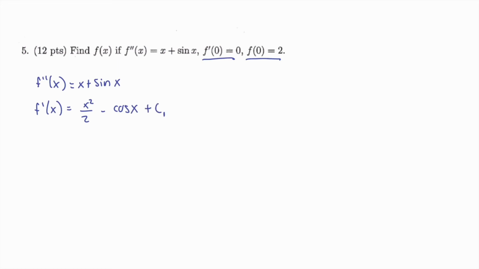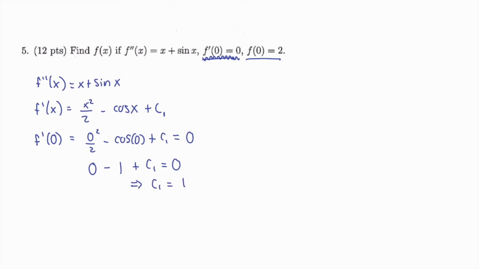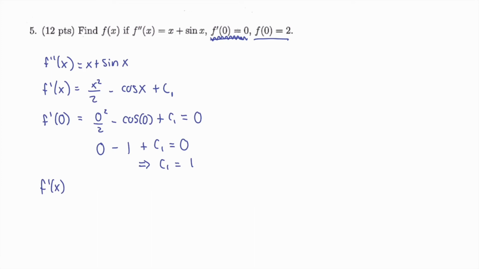Let's call this c1. And now we can use this information that we're given here, that f prime of 0 is equal to 0. We can use that to solve for c. So I'm going to let x equal 0 in my first derivative here, and let that whole thing equal 0. Then this term just becomes 0. Cosine of 0 is 1, so we have negative 1 here, plus c1 equal to 0. So that implies that c1 is equal to 1. So we can rewrite our antiderivative as x squared over 2 minus cosine of x plus 1.